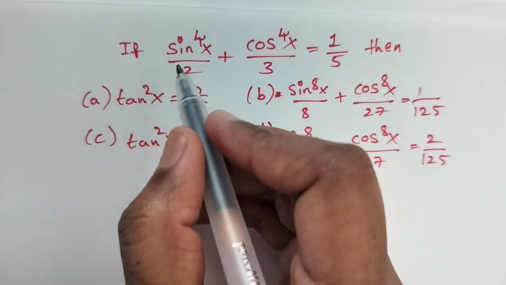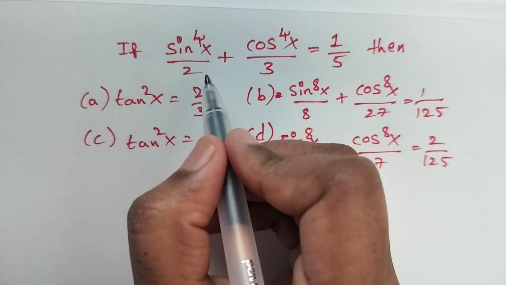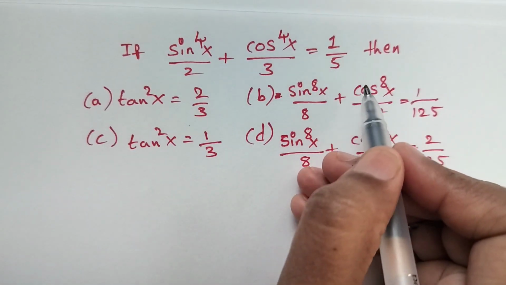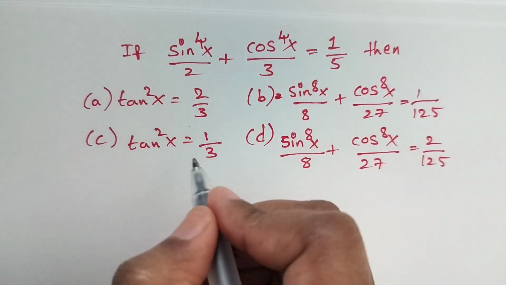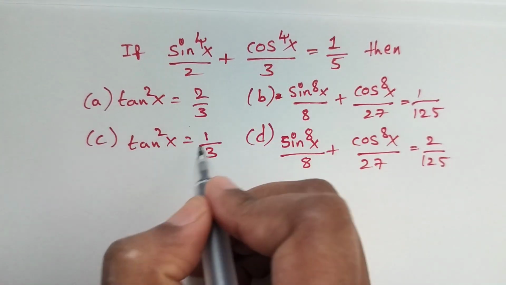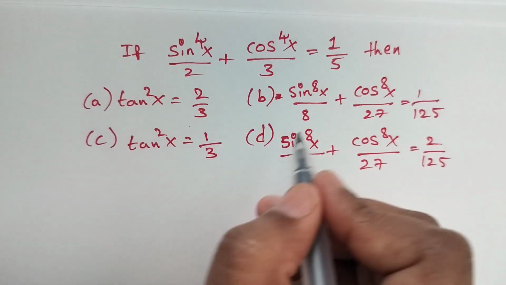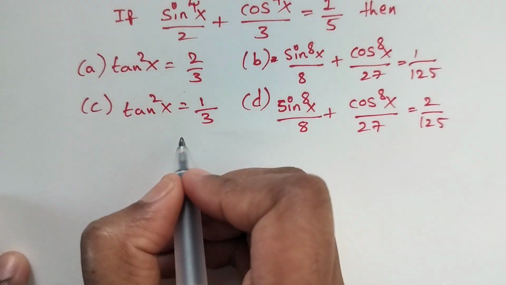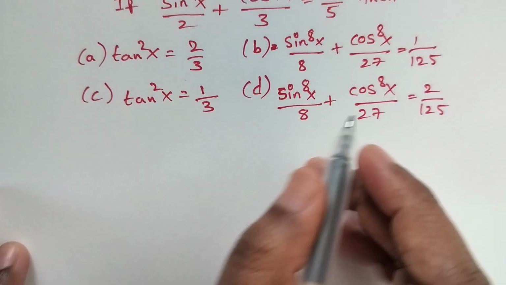Here we have one problem: if sin⁴x/2 + cos⁴x/3 = 1/5, then here we have four options. So we have to choose one option from these four options which are given. Let's see how we solve this problem.